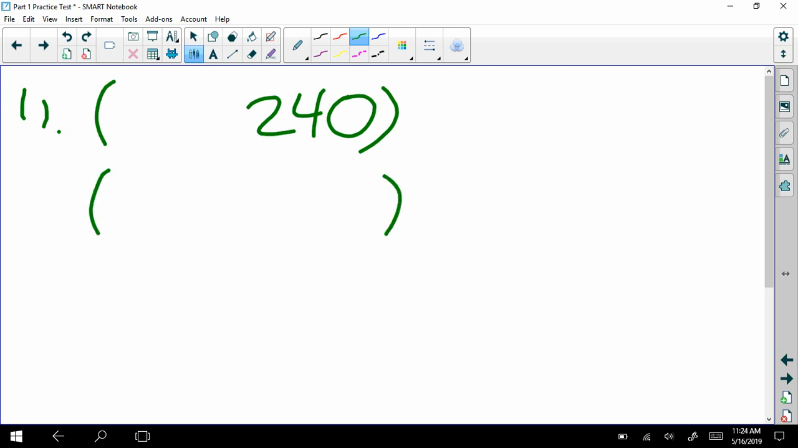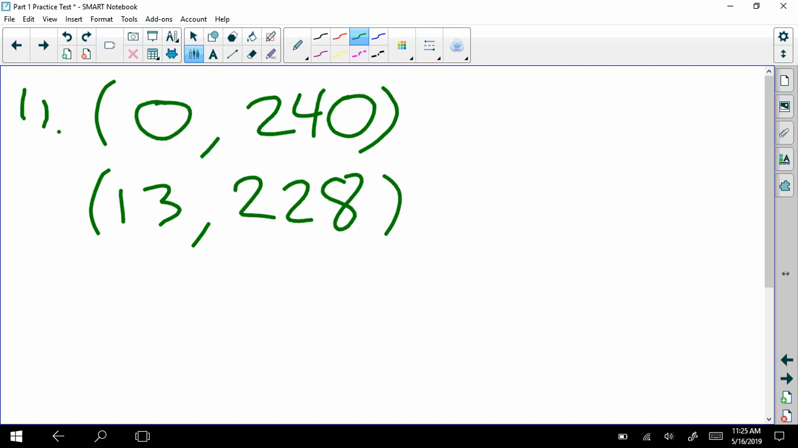And then later, 13 days later, he got his weight down to 228 pounds. So off season would be day 0. 13 days later would be day 13. So this gives you 2 data points, which you can type in the exact same way we just did that last problem, which is why I said these can be related.